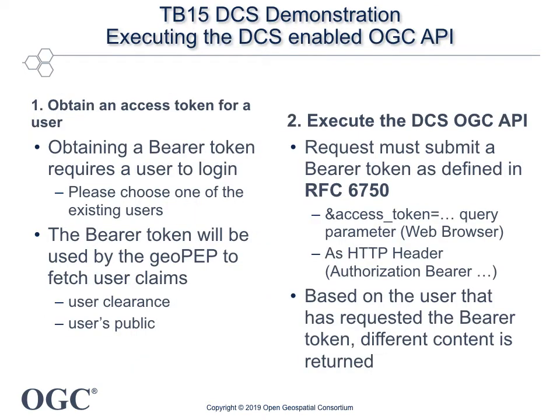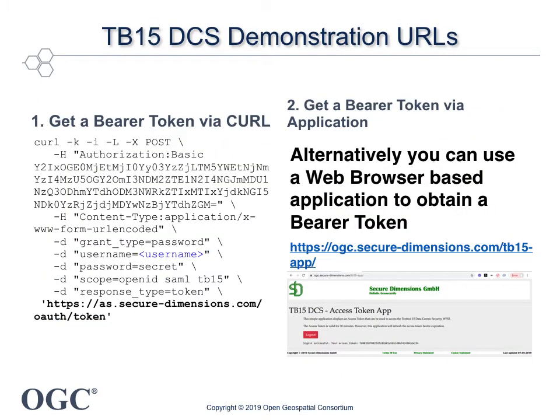The actual demonstration now is split into two simple activities. The first, the client must obtain an access token representing the acting user. Second, the access token is submitted with the request to the DCS-enabled OGC API Features endpoint. An access token can be obtained via CURL or a simplistic app provided for TB15.